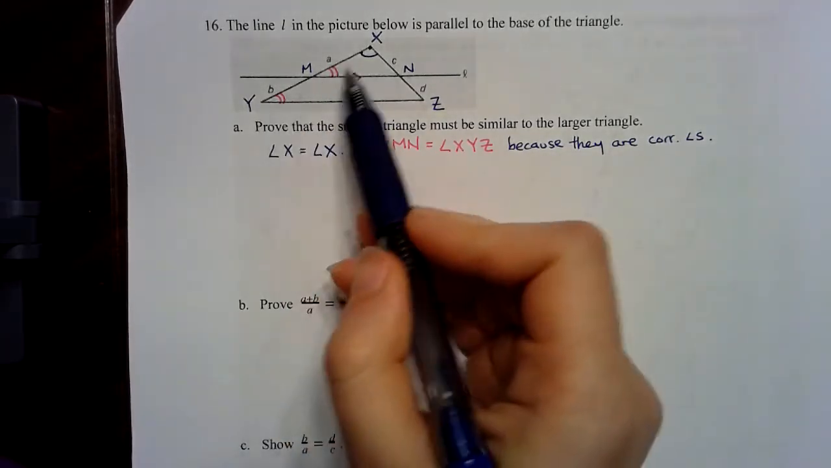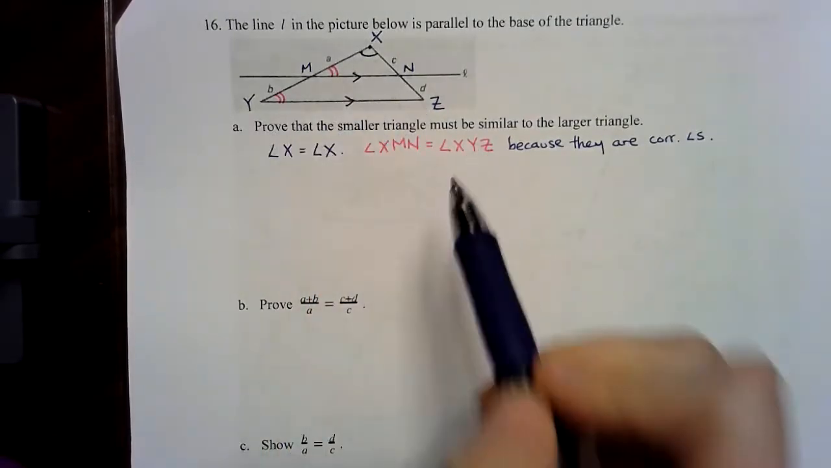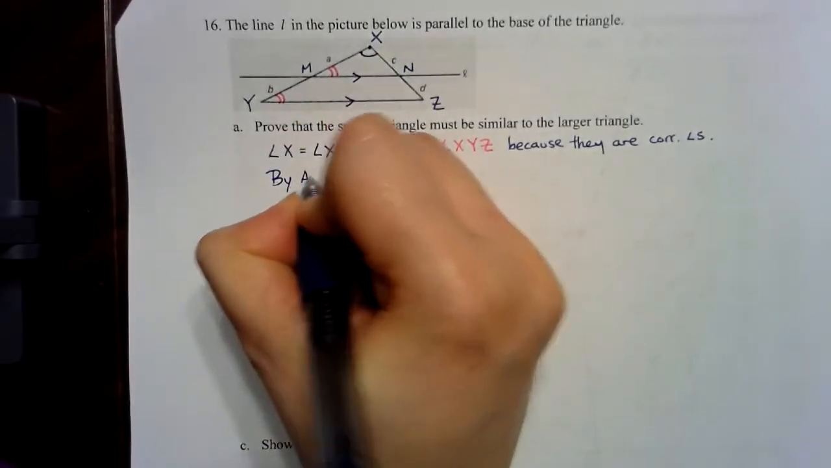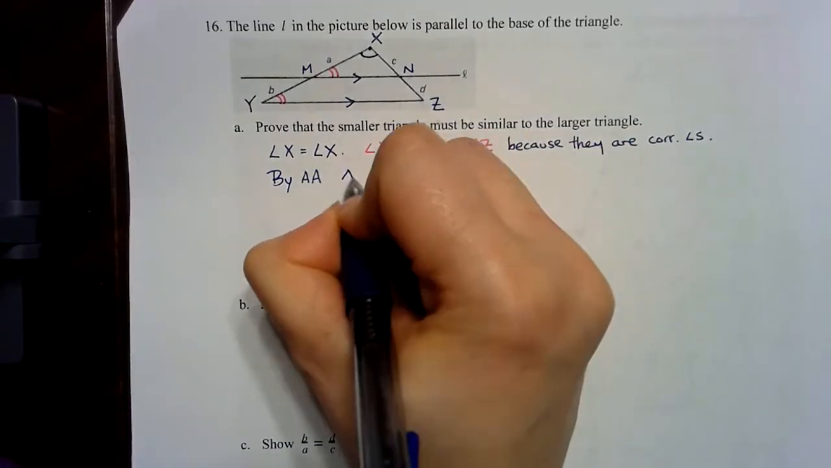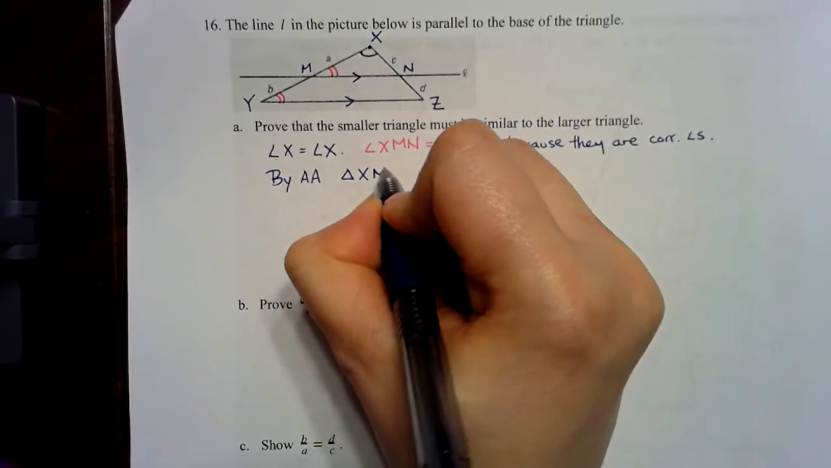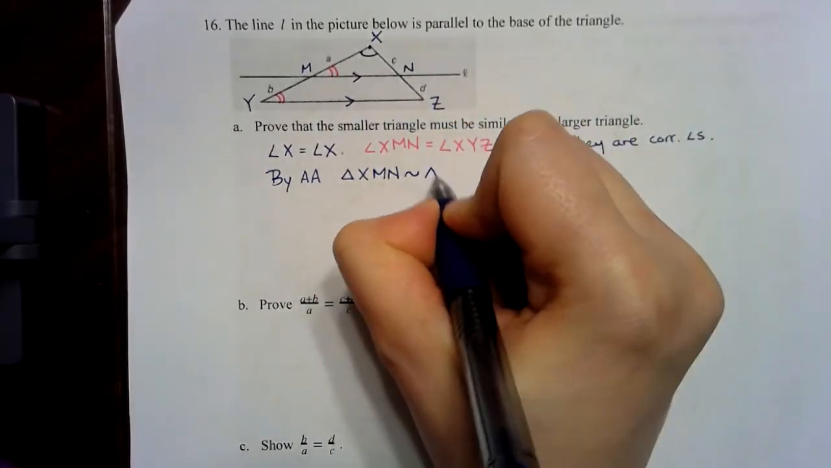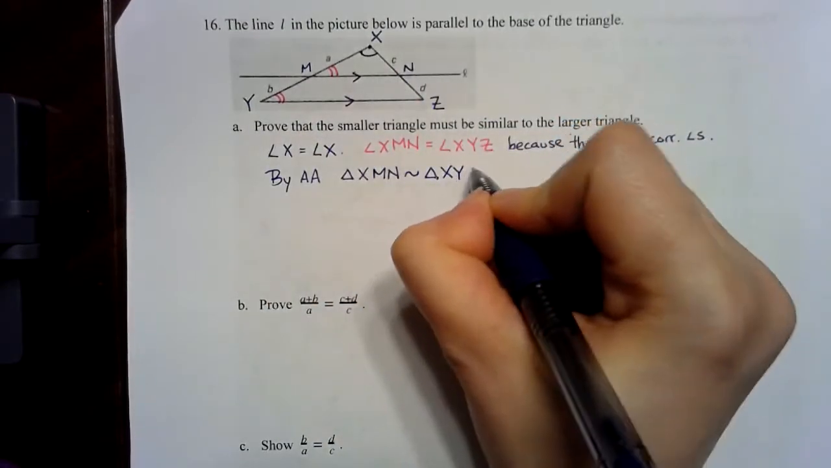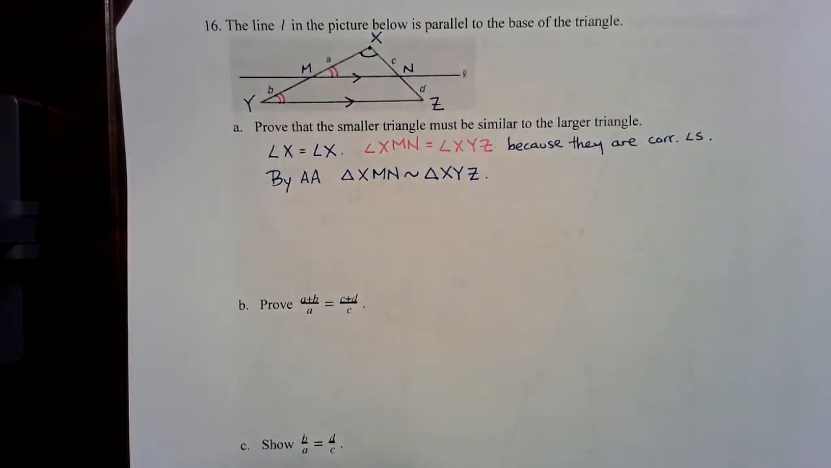Right, we have corresponding angles with parallel lines, so those angles must be equal. So by my AA property, the little triangle XMN must be similar to the big triangle XYZ. So there's my proof.